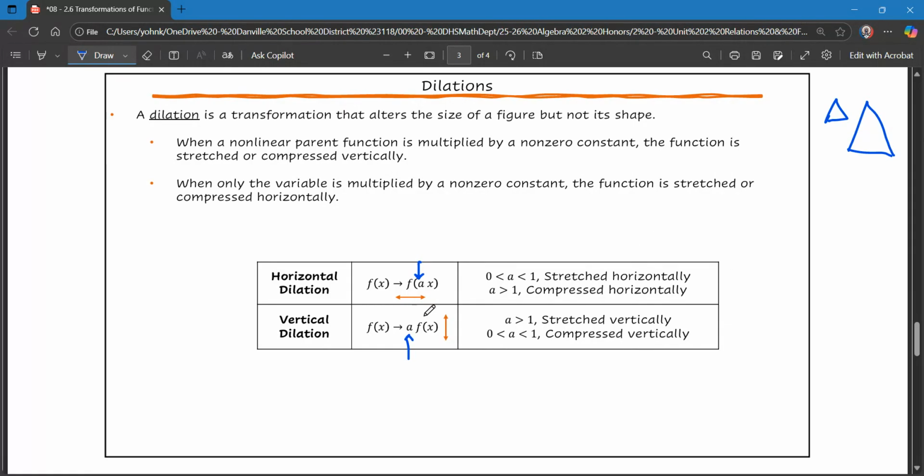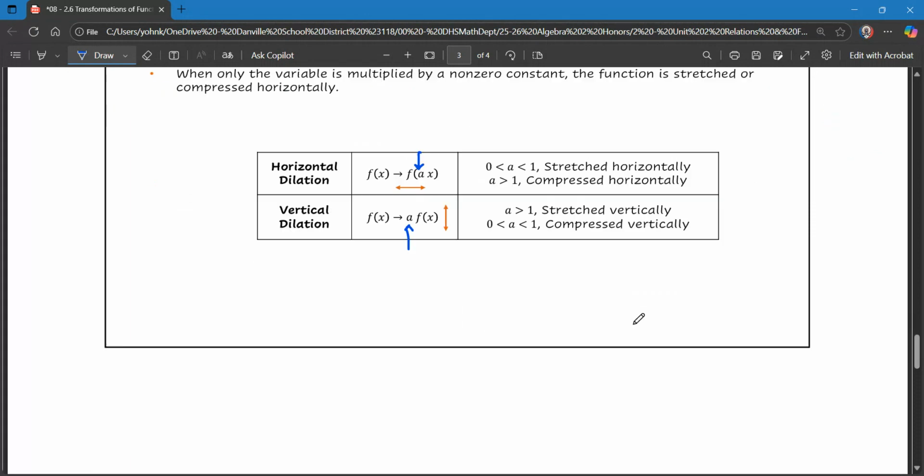Vertical dilation. That happens when the value is on the outside of the function and you're instead multiplying the whole thing, the y, by a. If that a value is greater than 1, you are stretching it vertically, so up and down. If that a value is between 0 and 1, you are compressing it vertically, or smushing it. So let's see if we can do some examples with these.